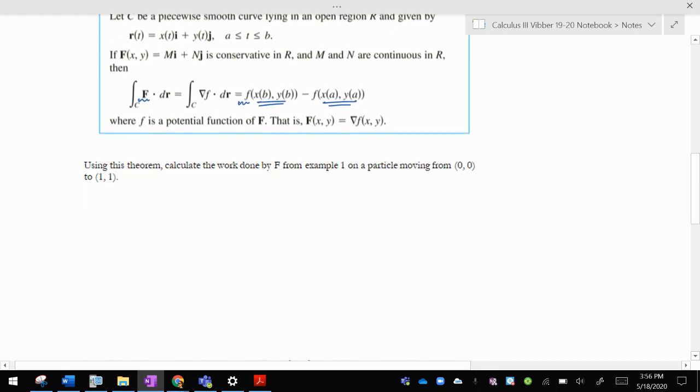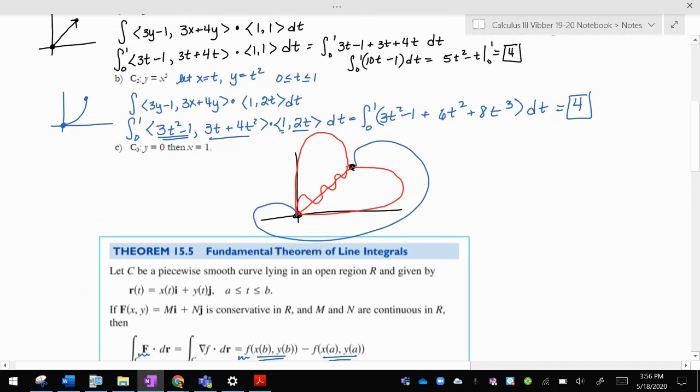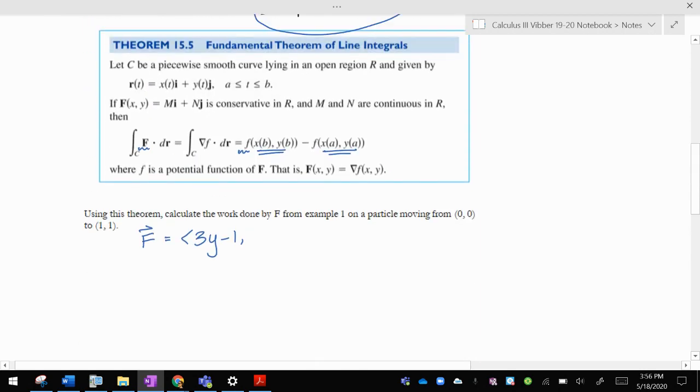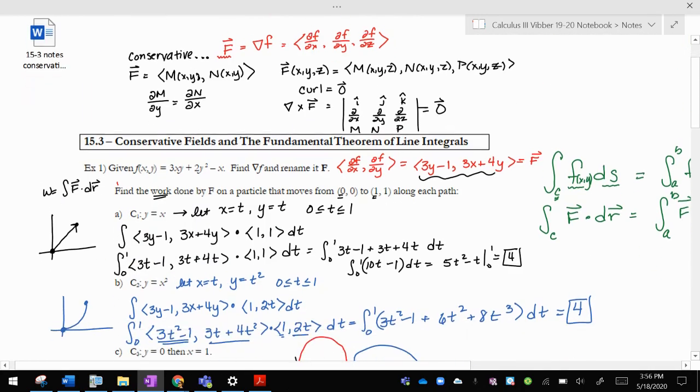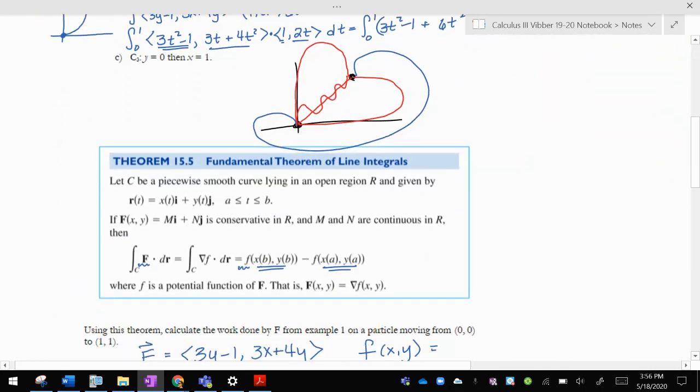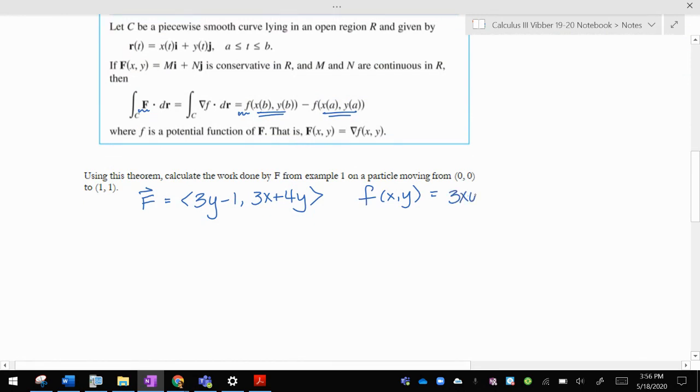So using this theorem, calculate the work done by F. Well, F, which was the vector 3y minus 1, 3x plus 4y, was the gradient field based on f, the potential function from way back in the beginning. What the heck was that? 3xy plus 2y squared minus x.